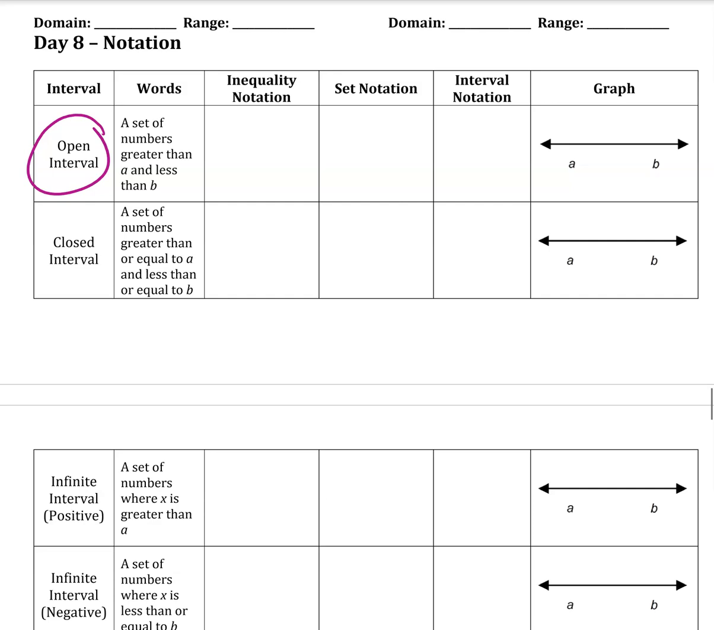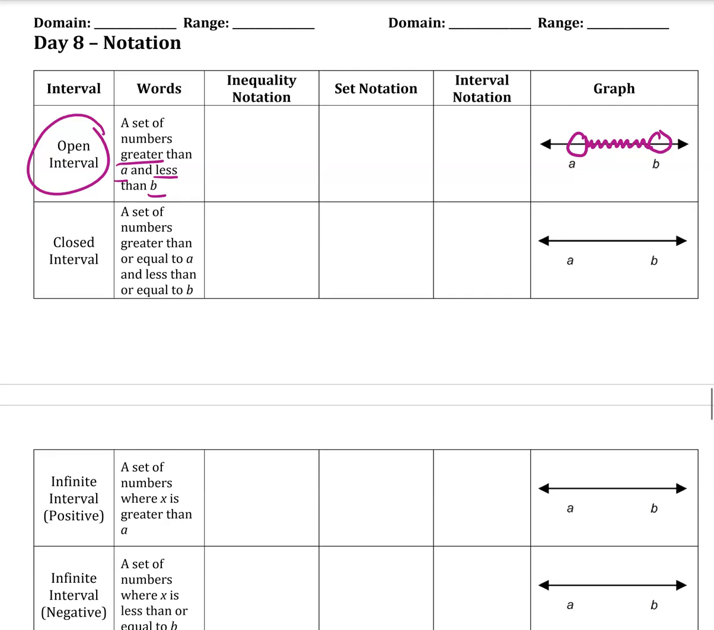So what I'm going to do is show you on the graph first, because the graph might be the most familiar for you. So open interval, remember in Algebra 1 where we talked about, when it's open, you put an open circle like that on your graph and you connect them like this. This is that greater than A and less than B. It makes that and inequality. That's what it looks like on a graph.